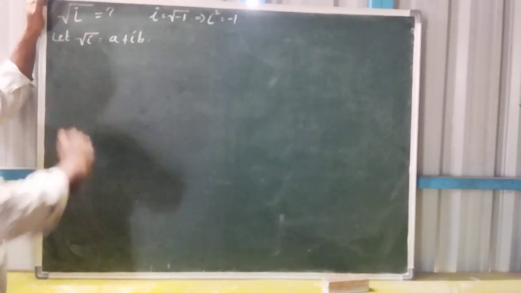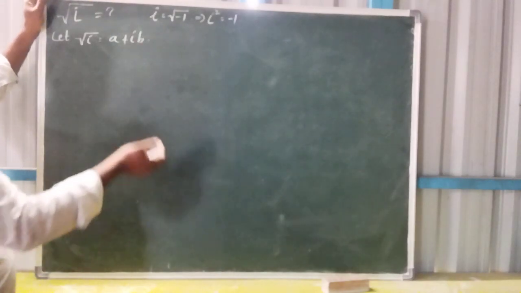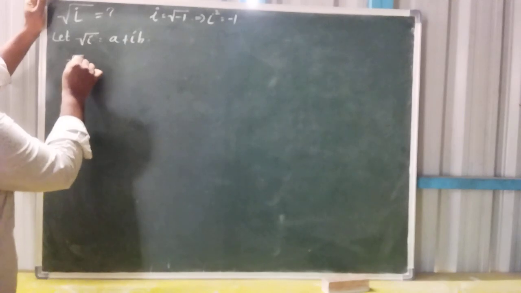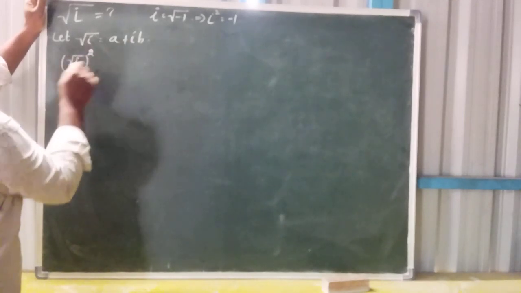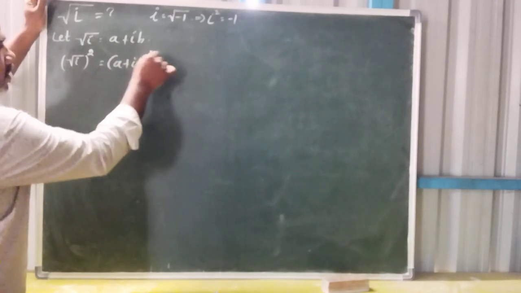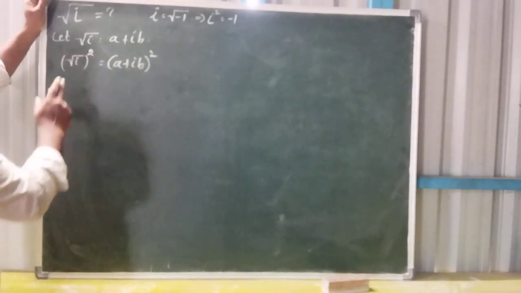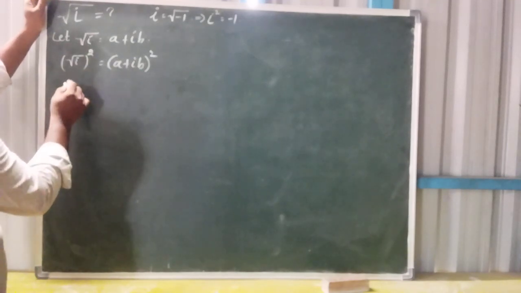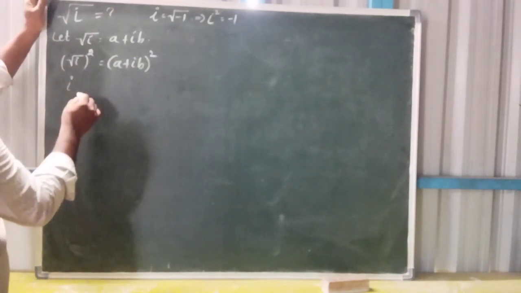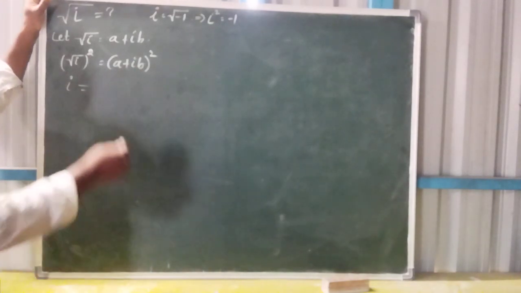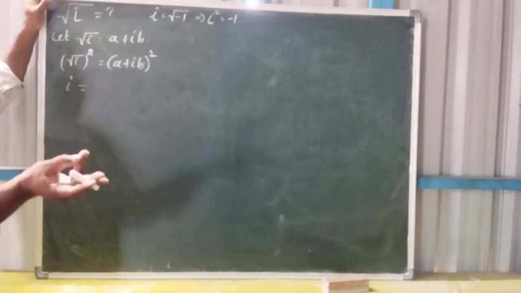So now I just want to remove the root. How can you remove the root? By taking a square on both sides. Taking a square on both sides, you will get root i the whole square is equal to a plus ib the whole square. When you are squaring the root, the root and square will be removed. Therefore, you will get only i. Here you just use the formula a plus b the whole square.